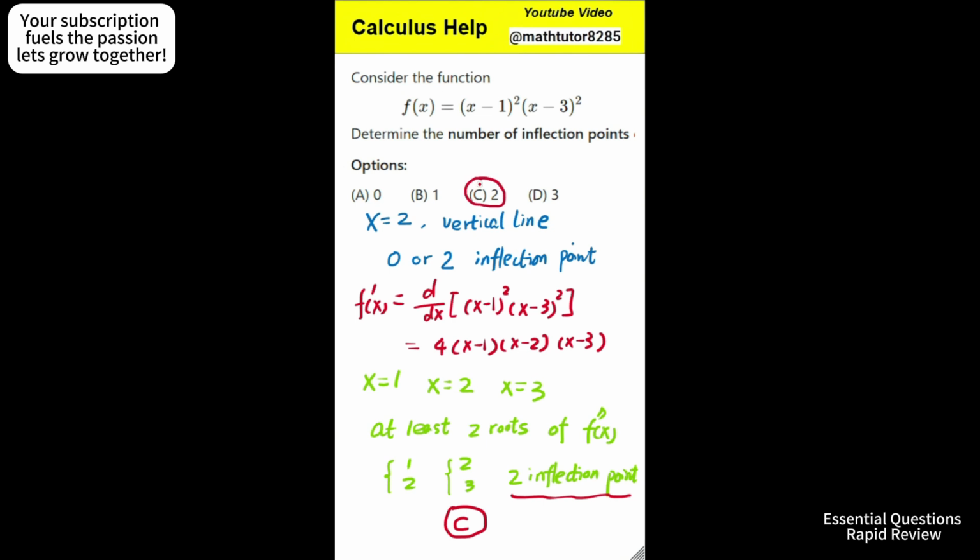When the first derivative is a cubic with three distinct roots, the second derivative will usually have two real roots. That's your clue for spotting two inflection points, especially when the function is symmetric. That's it for this question solving.